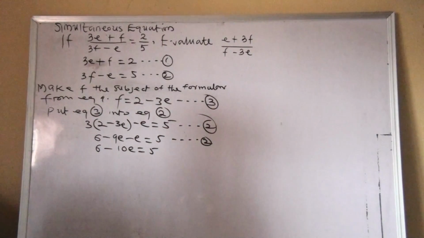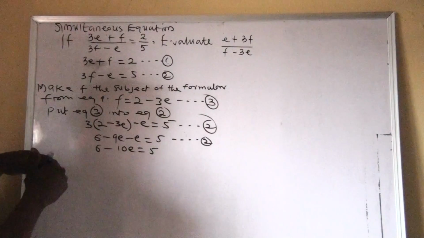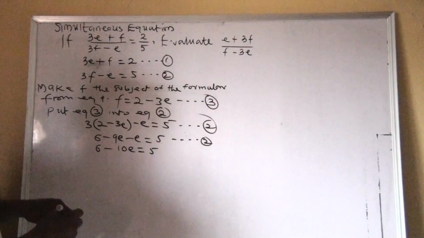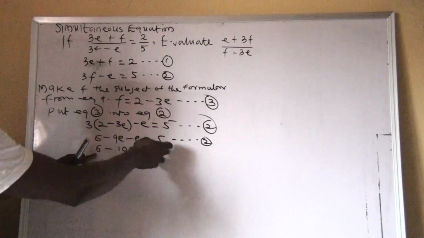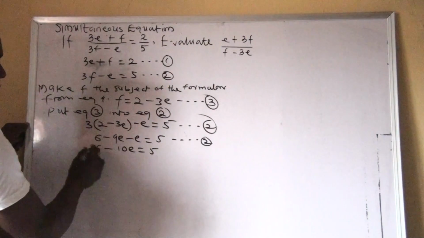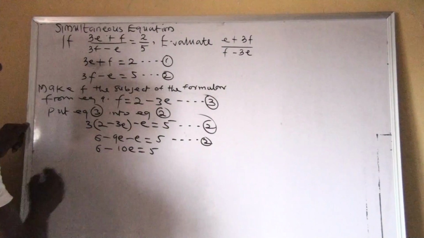So here what we need to do, we are looking for e. So we collect like terms. This constant here will move to the right hand side. It is plus, so as it moves to the right hand side, it will become negative.